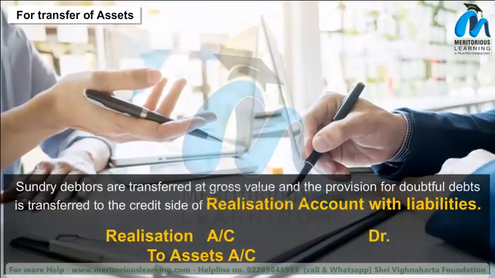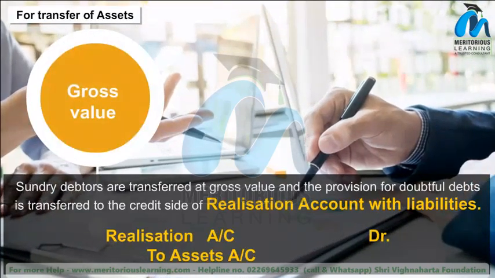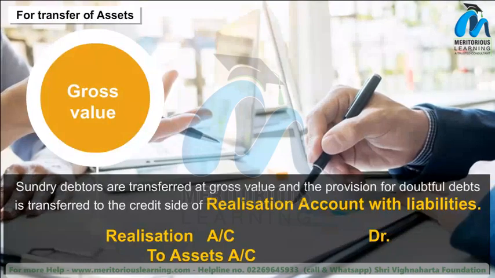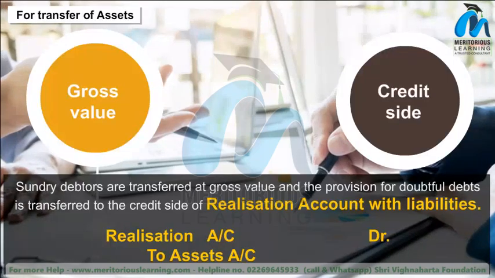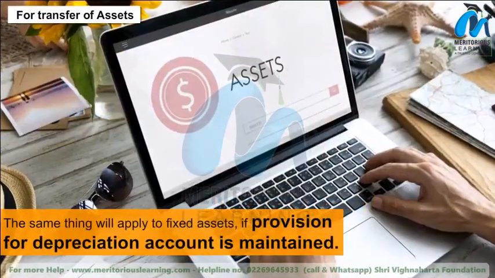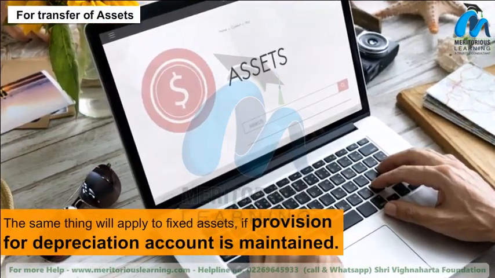Sundry debtors is transferred at gross value and the provision for doubtful debts is transferred to the credit side of realization account with liabilities. The same thing will apply to fixed assets if provision for depreciation account is maintained.